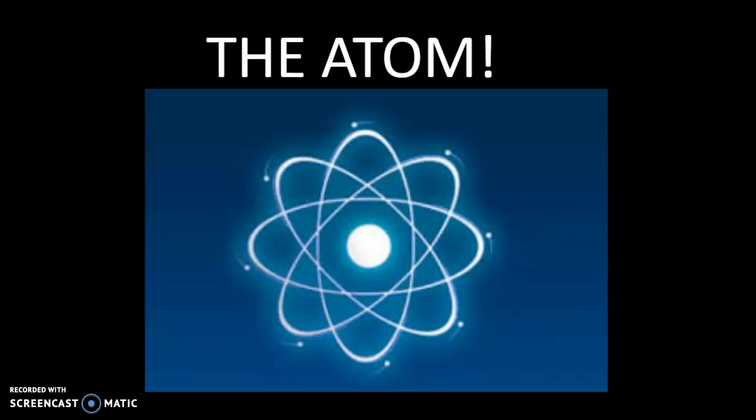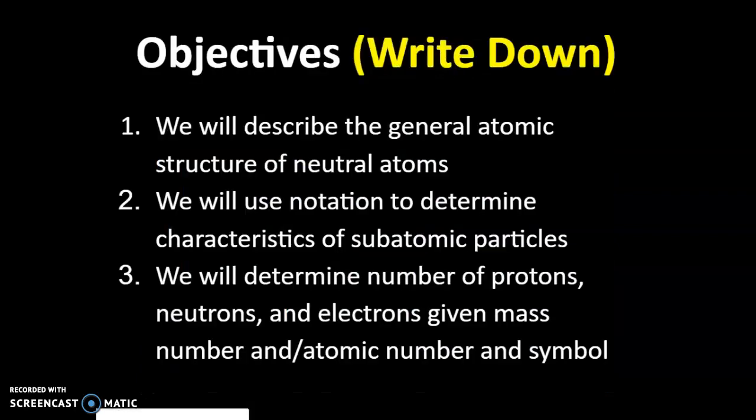Nicely done. So, the objectives for today's video: one, we're going to describe the general atomic structure of neutral atoms. Structure, what do they look like? Two, we're going to use the notation to determine characteristics of subatomic particles. Notation meaning we're going to give it names. And three, we're going to determine the number of protons, neutrons, and electrons, given the mass number and/or atomic number and symbol. And as always, these should be written down in your notes.